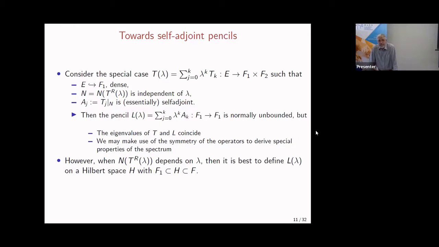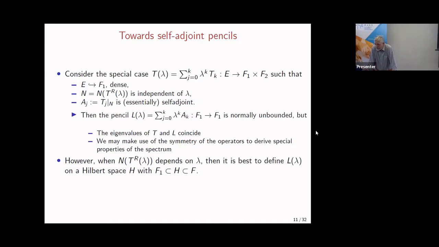The eigenvalues of T and lambda in any case will coincide. That means the null spaces also will coincide, the spectrum will coincide, and then we may use the symmetry of the operators AK, essential self-adjointness, to derive special properties of the spectrum. And that's where actually the quadratic operator pencils come in. That's where we'll discuss that in more detail.